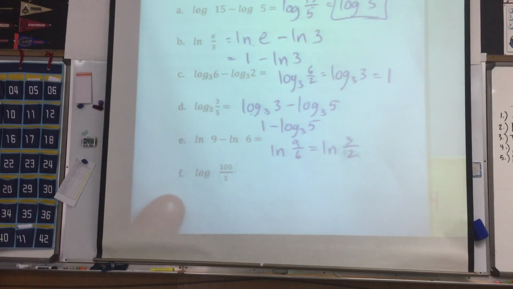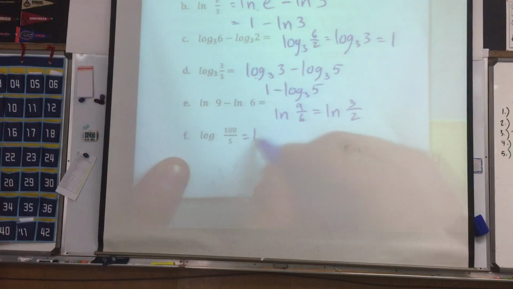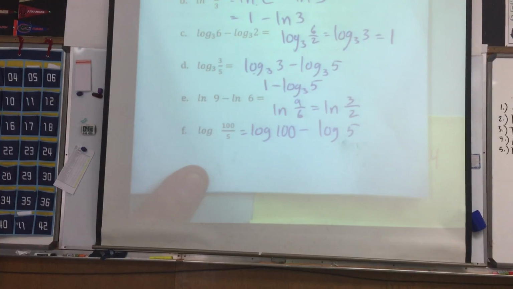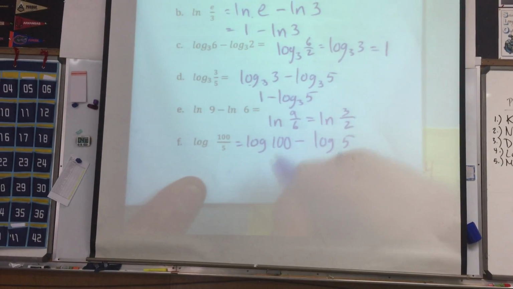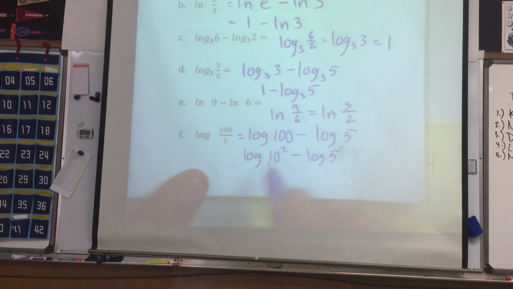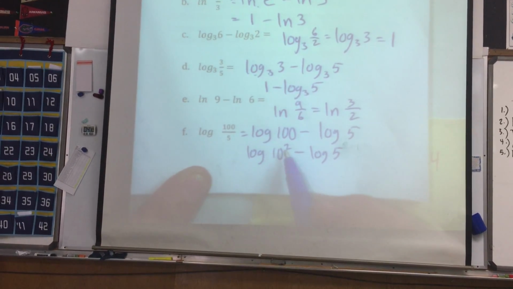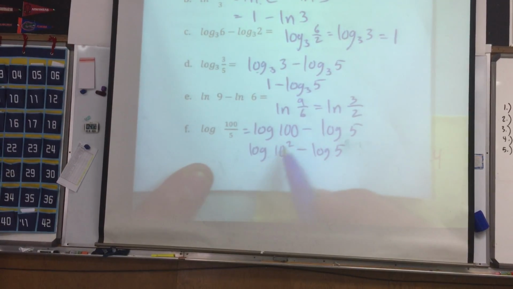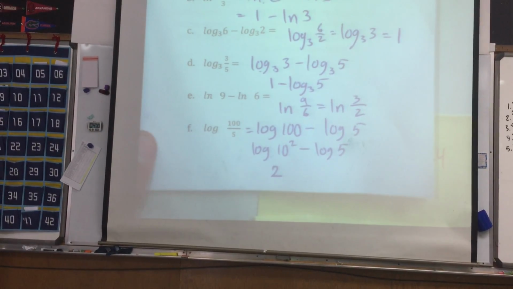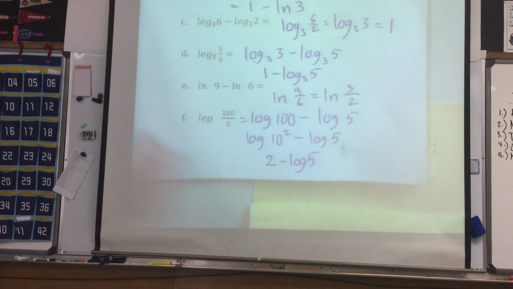F, log of 100 over 5. That's just 20. But I want to expand it. So it's log of 100 minus log of 5. Log of 100, I can simplify it more because 100 is 10 squared. And the base of this is 10, right? When we don't write the base, that means that the base is 10. So this is log base 10 of 10 squared. The base matches the argument, so therefore the answer to this is simply 2. This is just 2. Not log of 2, just 2. 2 minus log of 5. And that's it for that one. I can't make it any better.